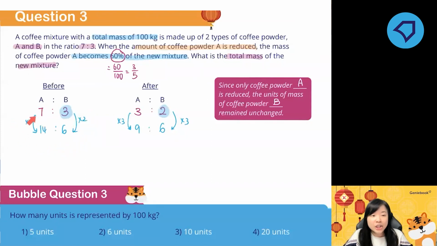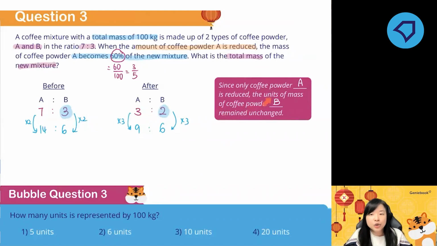Okay, so you cannot look at 7:3 anymore. You must look at 14:6. Understand, everybody? At first, the ratio is 7:3, so I write it down here, 7:3. When A is reduced over here, the ratio becomes 60% of the new mixture. So I change 60% to a fraction, I get 3/5. So if A becomes 3/5 of the mixture, A is 3. Okay, total 5 units. If A already takes up 3, B will take the remaining 2. That's how I get the ratio in red.